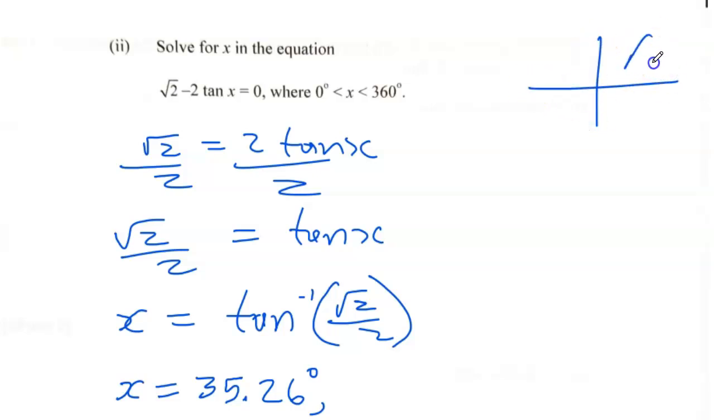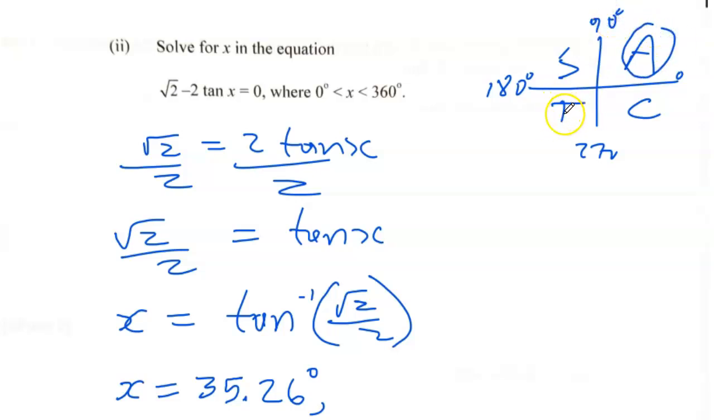So remember, all science teachers are crazy. Alright, so in the first quadrant, all the angles give us positive values, whether it's sine, cos, or tan. So tan is positive between, so this is 0 and 360, this is 90, 180 degrees, 270 degrees. So all are positive in the first quadrant. Tan is also positive in the third quadrant.